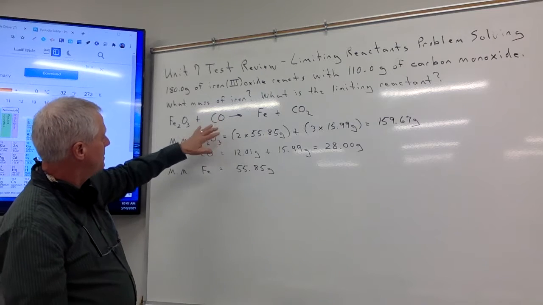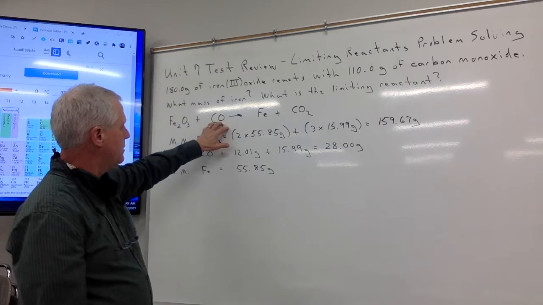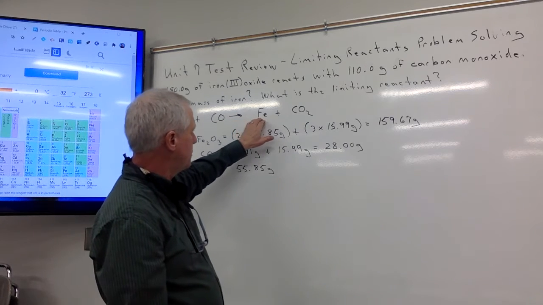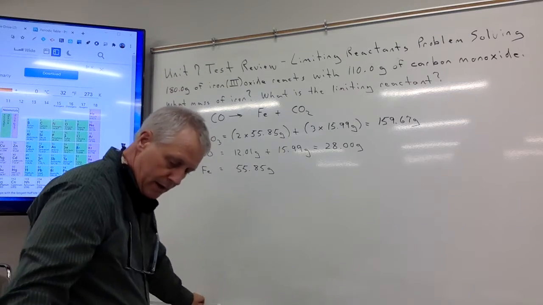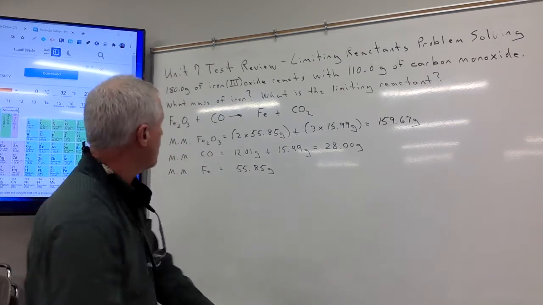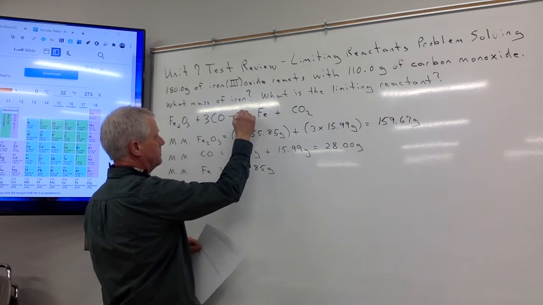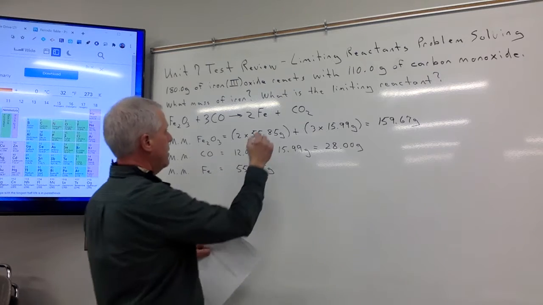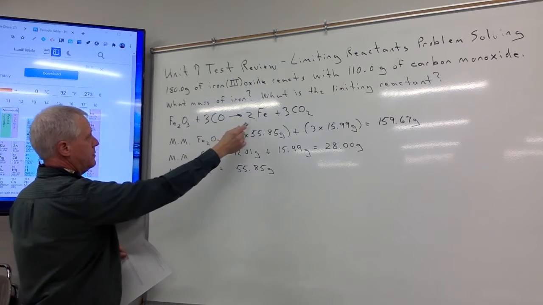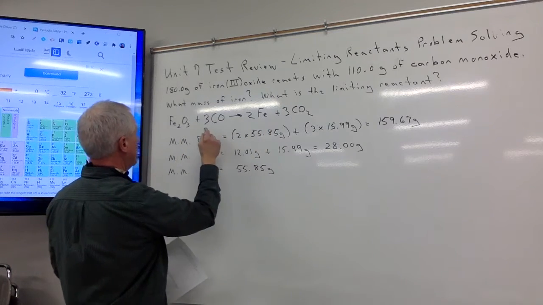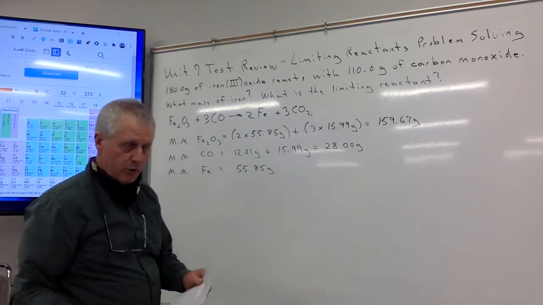Now the balanced chemical equation, we know that we have iron oxide with carbon monoxide and produces iron and carbon dioxide. So our balanced equation then is Fe2O3 plus 3 carbon monoxides makes 2 irons and 3 carbon dioxides. We can check that real quick. 2 irons, 3 carbons, 3 carbons. We've got a total of 6 oxygens and a total of 6 oxygens, so we're good there.